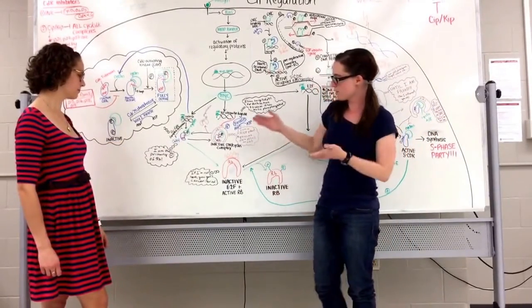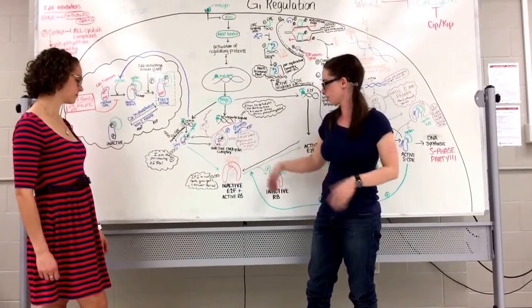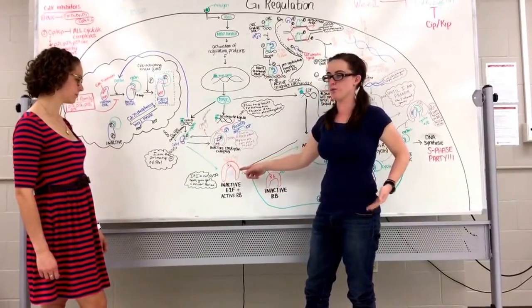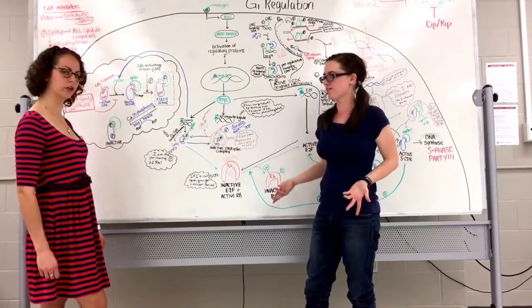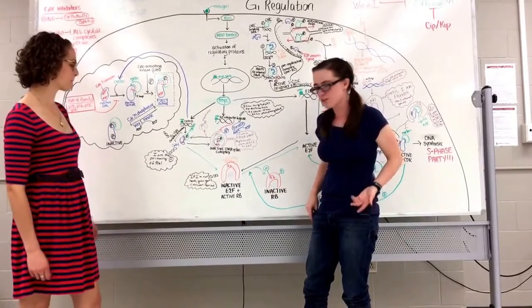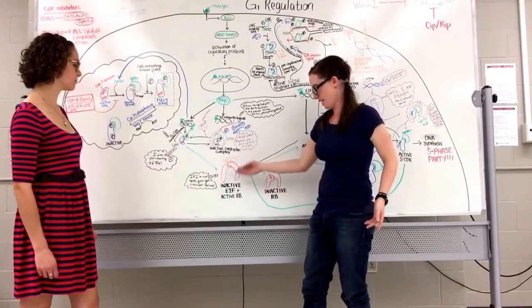The purpose of this CDK-cyclin complex, now that we have it in its fully active form, is to regulate the master regulator of the cell cycle. So it's kind of a double negative. It promotes the cell cycle going forward by inhibiting RB.